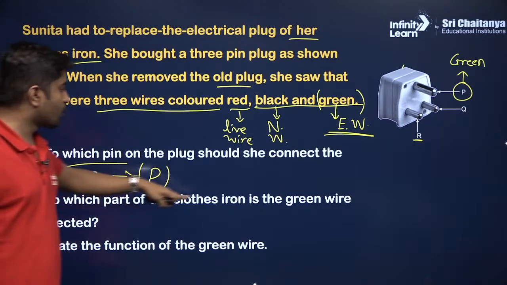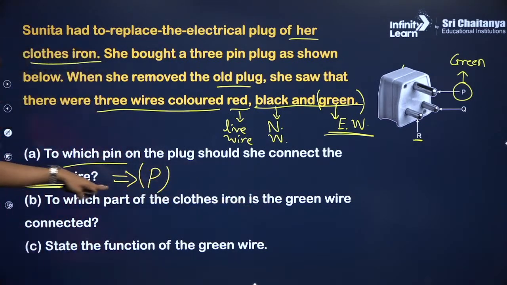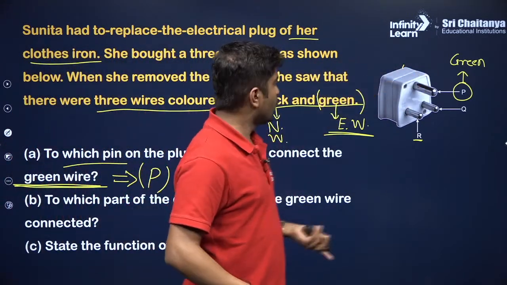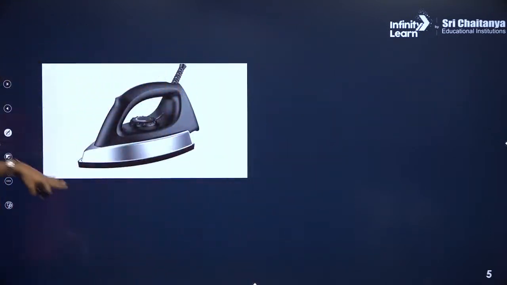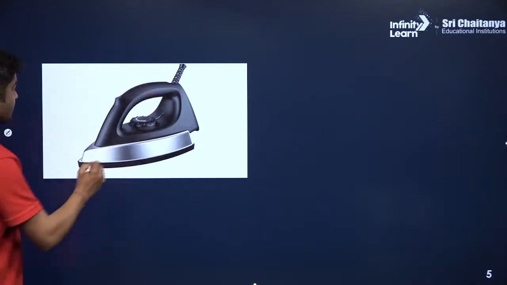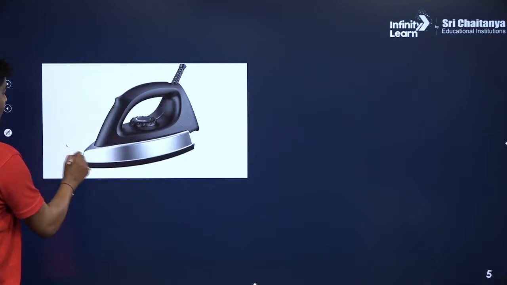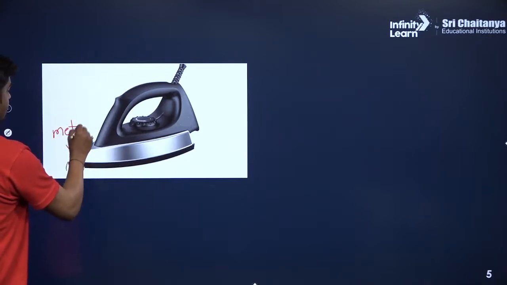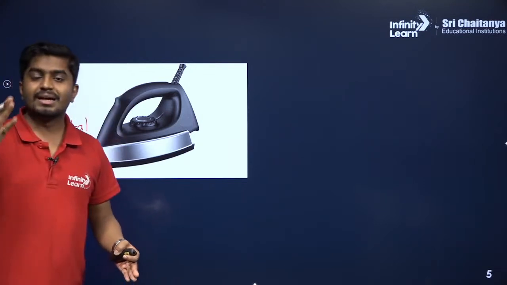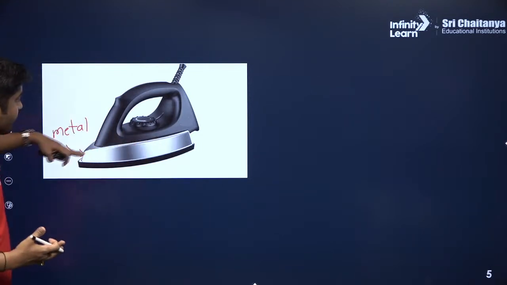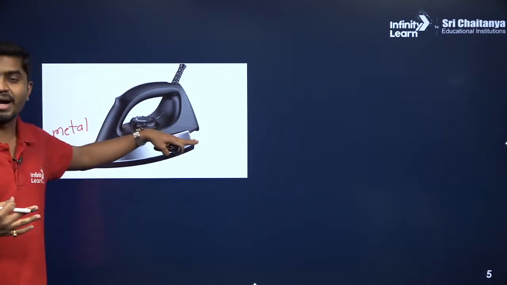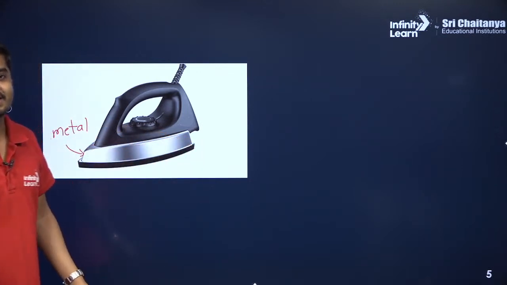Then to which part of the clothes iron is the green wire connected? So what is the purpose of the green wire? For example, there is our iron, right? It can be any device. Let's suppose there is an iron. This one is a metallic part. This one is a metal, right? So what happens sometimes, the live wire may come in contact with the metallic part. If the live wire comes in contact with the metallic part, the potential difference increases.